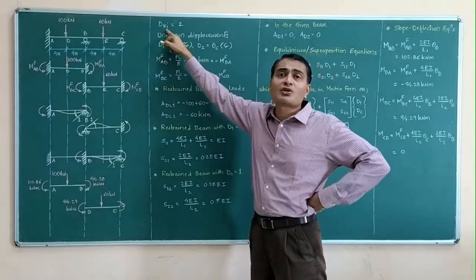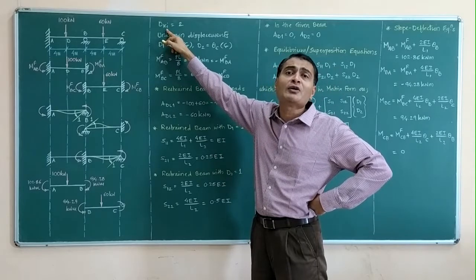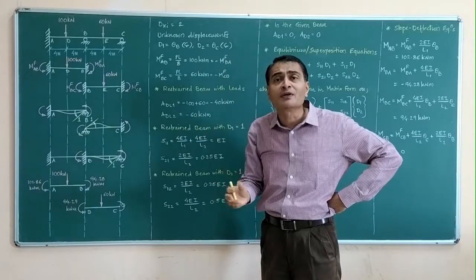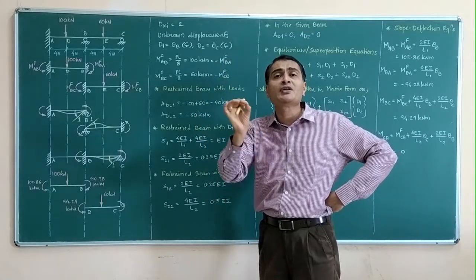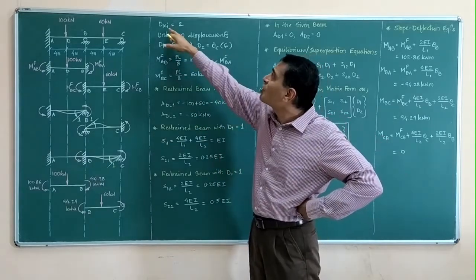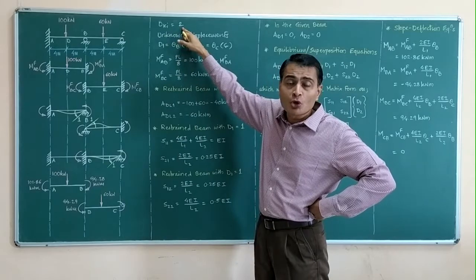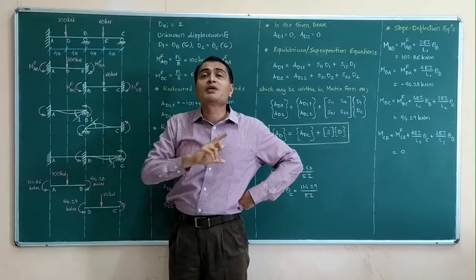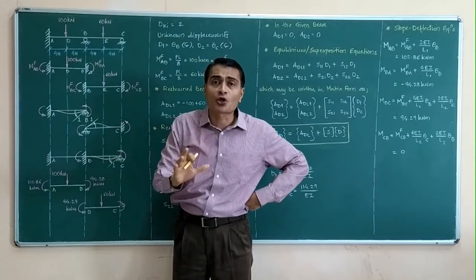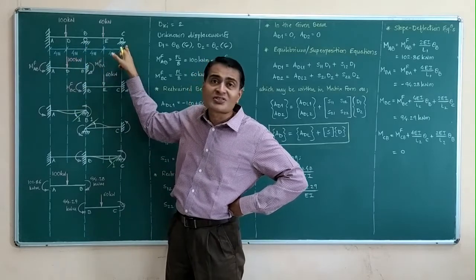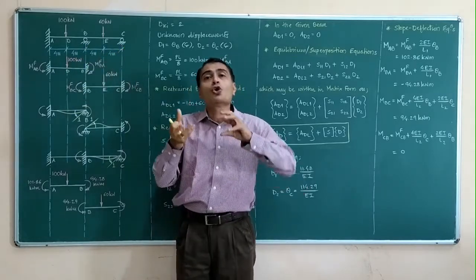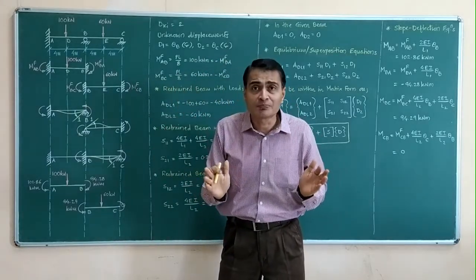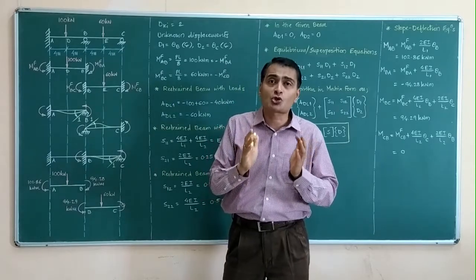I start by first noting degree of kinematic indeterminacy, because again stiffness method is a displacement method. Our focus is unknown joint displacements. So I write degree of kinematic indeterminacy as 2. What do I observe? This is a fixed support, no displacement, no rotation possible, no translation, no rotation. This is a roller support, this is a roller support. At both these supports, rotations are possible, but vertical translations are not possible. So degree of kinematic indeterminacy is 2.